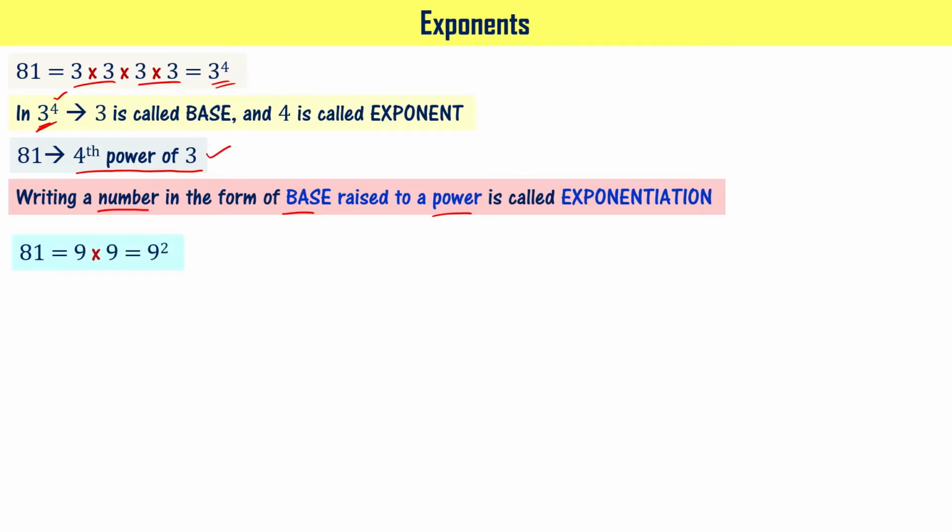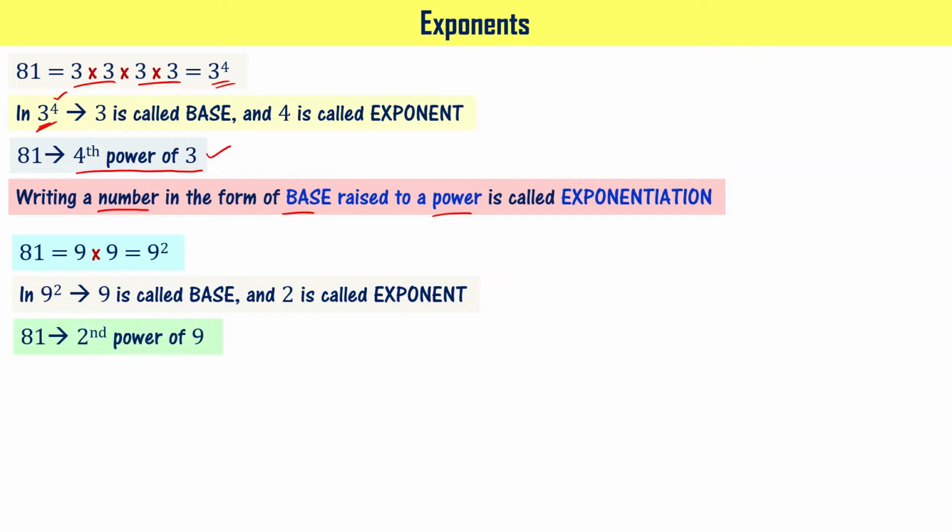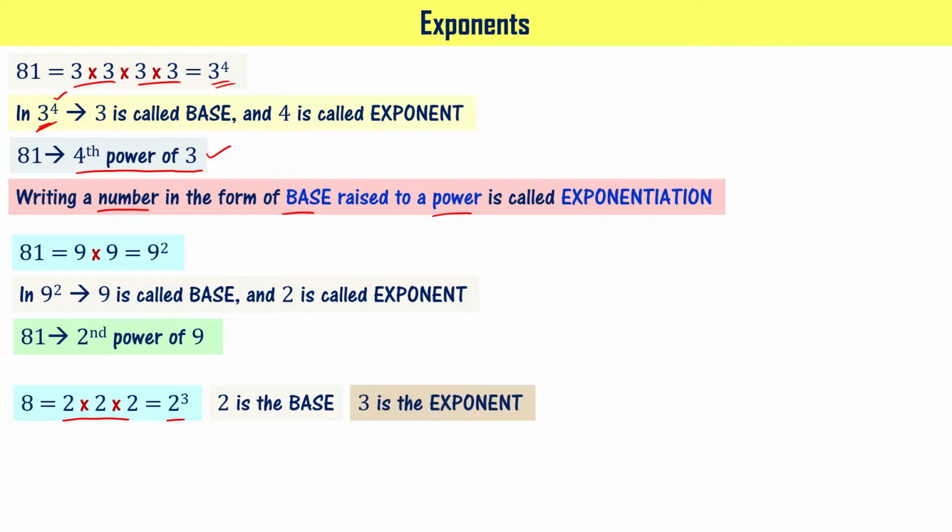81 can be written also as 9 times 9, that is equal to 9 square, right? In this particular case, base is 9 and 2 is the exponent, right? So now I can say that 81 is second power of 9. Got it? 8 can be written as 2 times 2 times 2, that is 2 cube, right? In this case, 2 is the base and 3 is the exponent or power, right? We say 3 is the power or 3 is the exponent here.